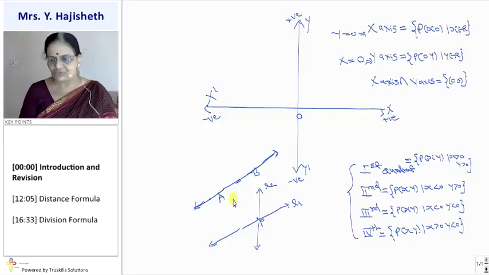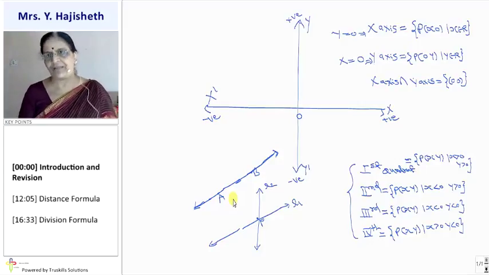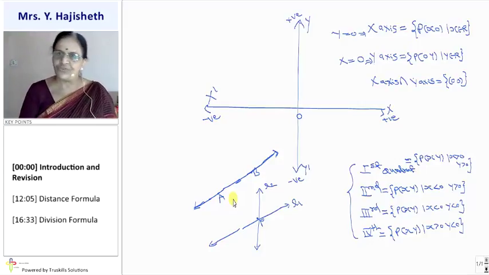So are you clear about the Cartesian plane? It is also called the coordinate plane. Cartesian axis, it is also called coordinate axis. Coordinate point, every ordered pair represents a unique point in a plane, and every point in a plane corresponds to a unique ordered pair.